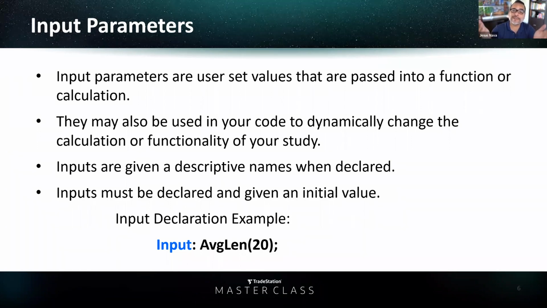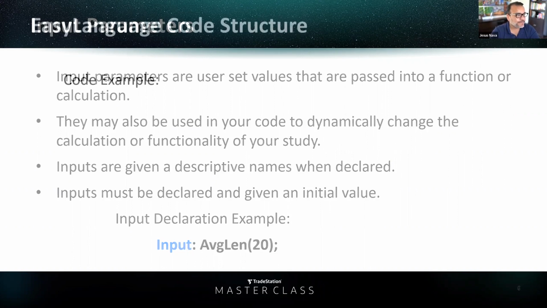And notice that inside parentheses, we provide a 20, which is a starting point for that input. It creates that interface for you to be able to go to the front end, similar to when you edit studies, like a moving average, and you go to the inputs and change the parameters. This is exactly what creates that interface, the inputs declaration.